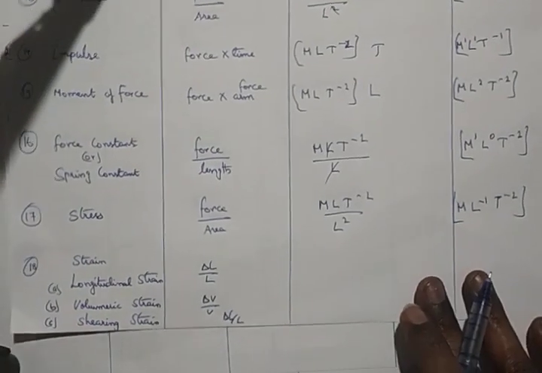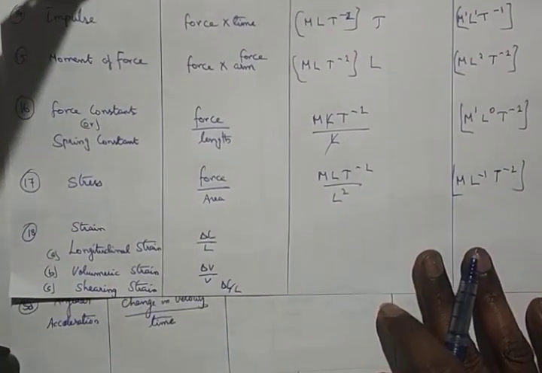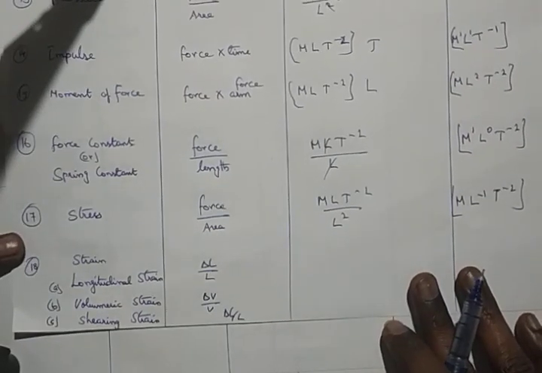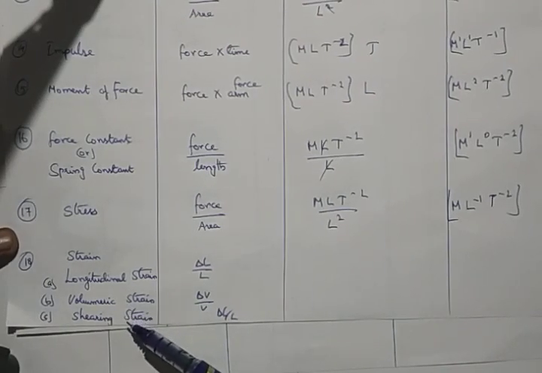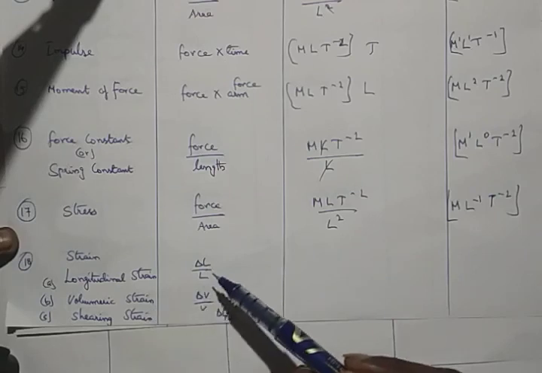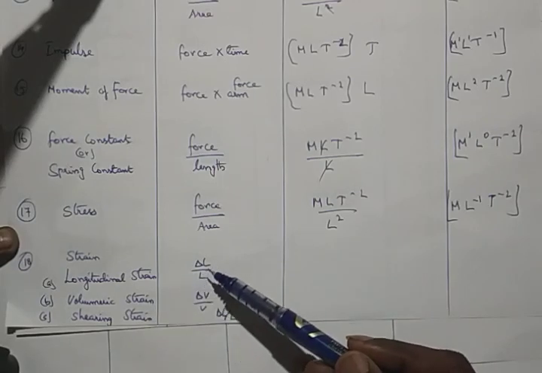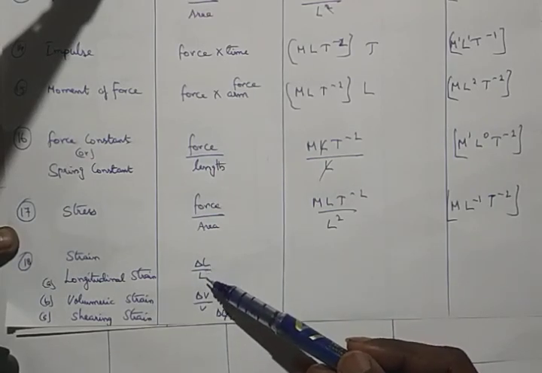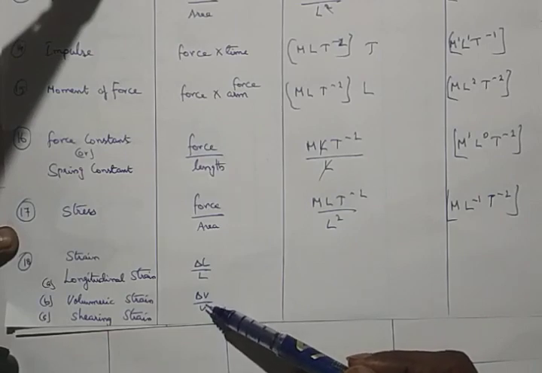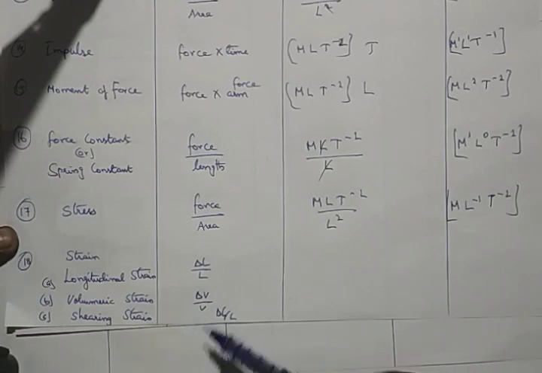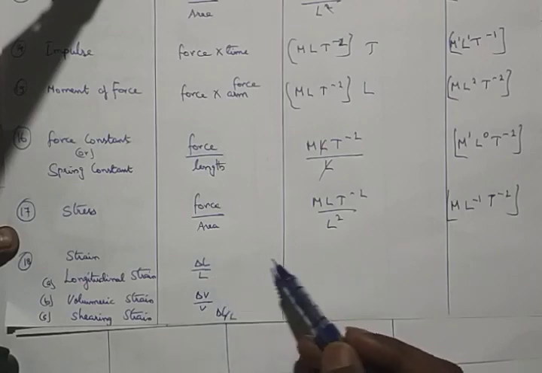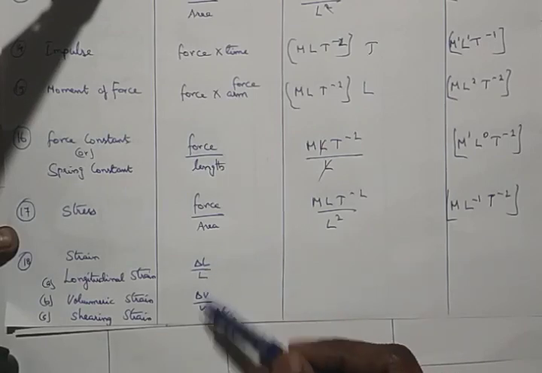Now here we see strain. Strain has three different formulas. One is called longitudinal strain, volumetric strain, and the next one is shearing strain. Longitudinal strain is change in length upon original length. Change in volume upon original volume, that is called volumetric strain. Shearing strain is also change in the position. So if you expand, the length changes relative to the original length. So that's the way it is.